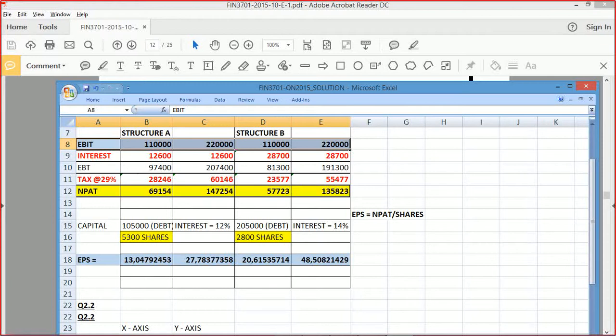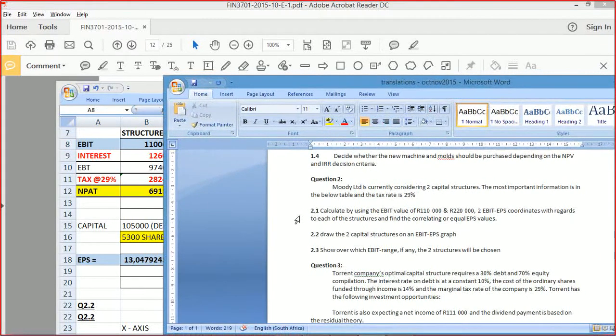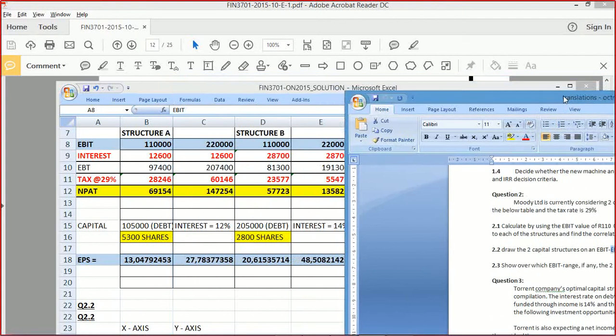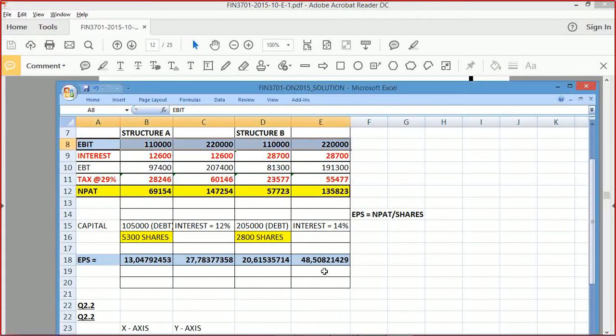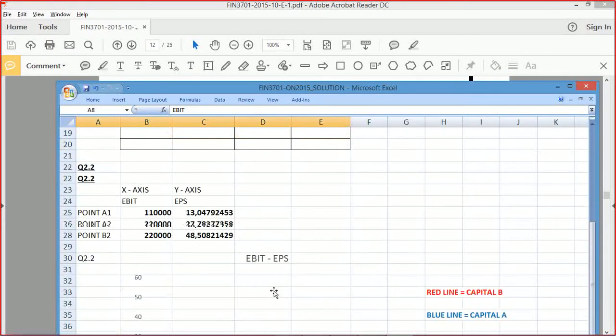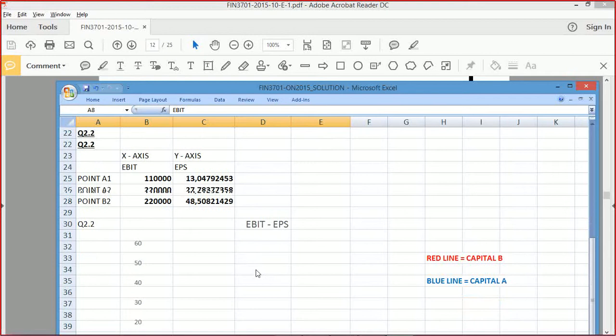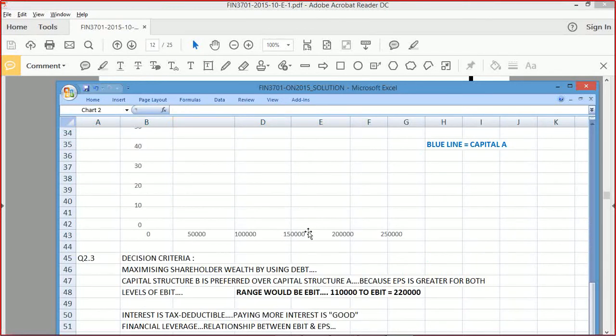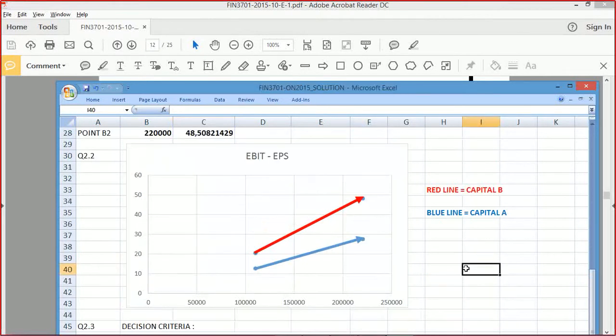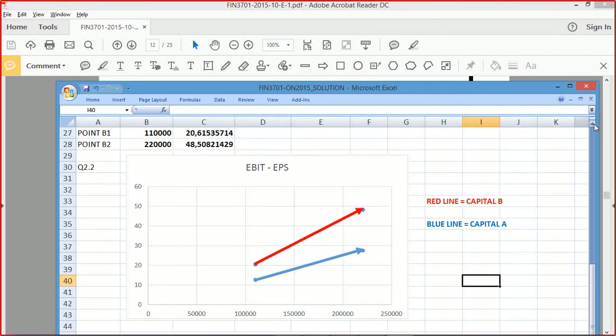Okay, because the question, if we look at the translated version here, was draw the two capital structures on an EBIT EPS graph. So EBIT would be the one axis, and EPS would be the other axis. Cool. Okay, so that was the first time I've ever seen them ask for a graph, which is quite unusual, quite strange. So what I did was I drew it here at the bottom. There's the graph.